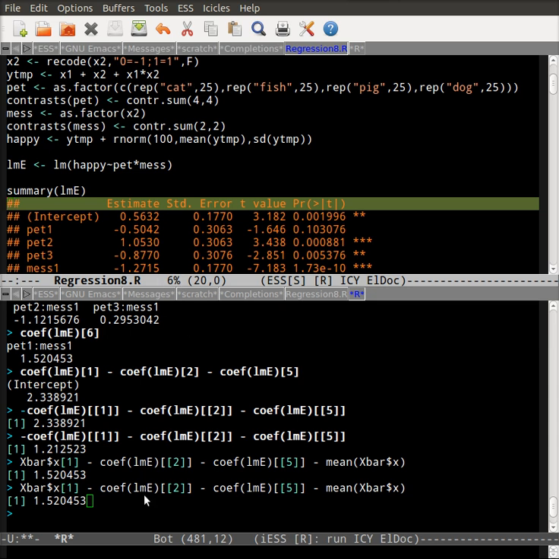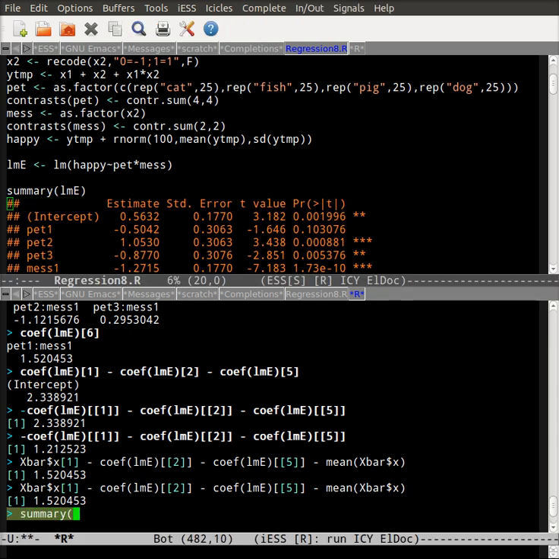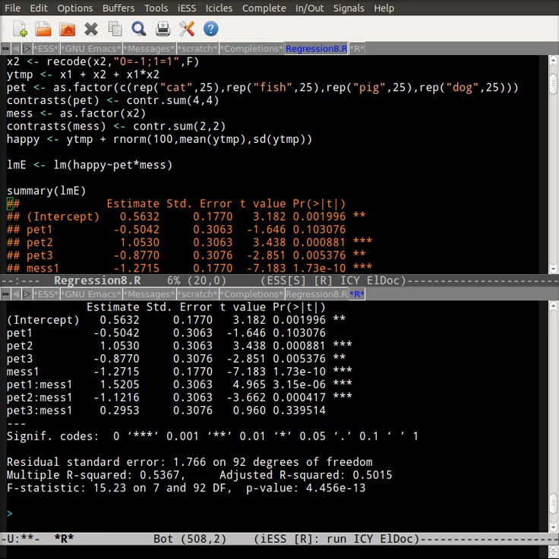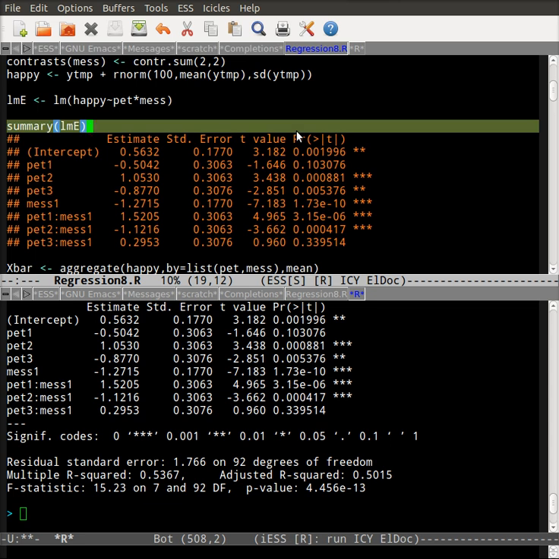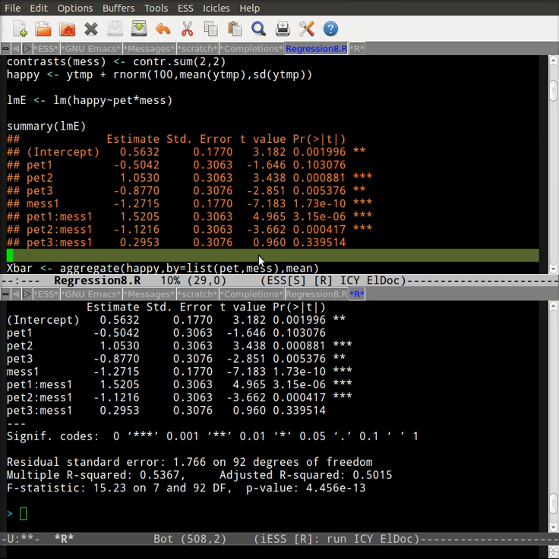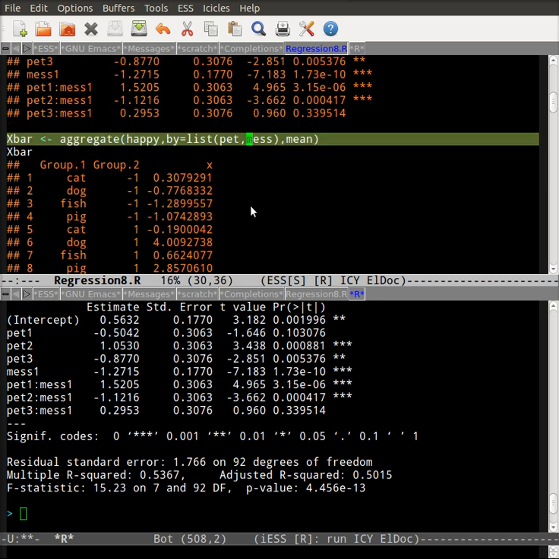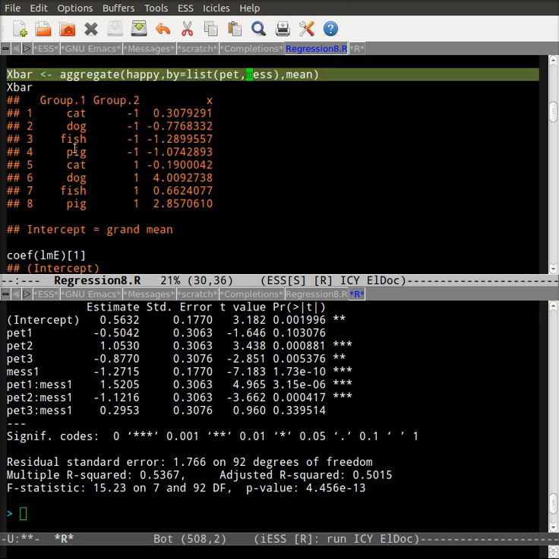Let me see, I've run this several times, so I want to make sure I have the right coefficients. I do indeed. Okay, so you can see here that I have happy as my dependent variable. I have pet as my predictor. It has 4 levels, and I have mess that has 2 levels. And then I create my marginal means, which looks like this. So I have cat, dog, fish, pig, and I have -1 and 1 for mess and no mess.